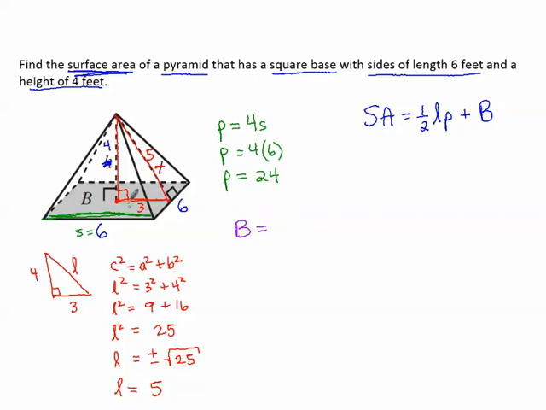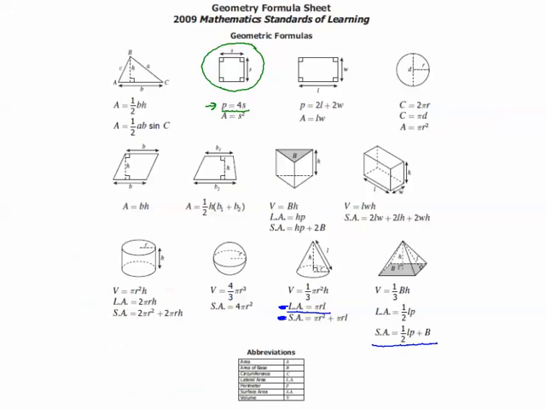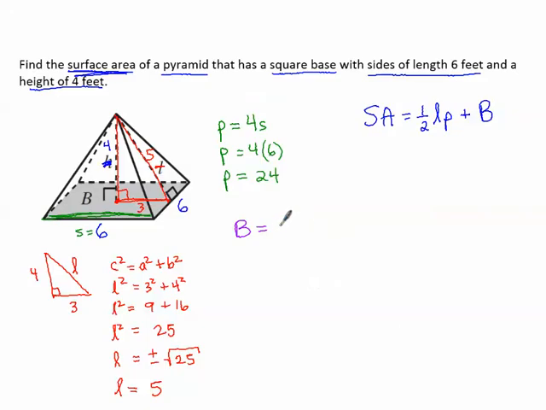Next, we need uppercase B. B is the area of the base. So back to our formula sheet. For a square, the area of the square is S squared. So back to our problem, the area of the base is S squared. So the S we said is 6, so that's 6 squared. Therefore, B is 36. So again, you might want to remind yourself that B stands for area of the base, and the P stands for the perimeter of the base.